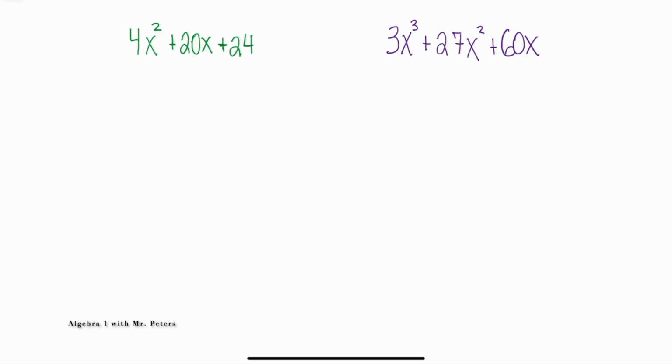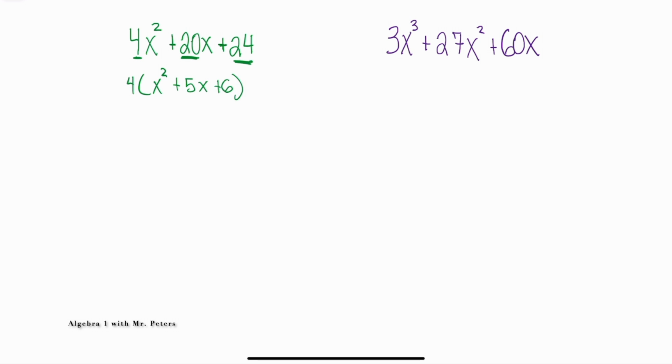Method number 2 is going to be GCF factoring, where we pull out a common factor. And this is a two-step process. So we're trying to look for the largest common factor for all three terms, which in this problem would be 4. So after we divide everything by 4, we're going to have x squared plus 5x plus 6.